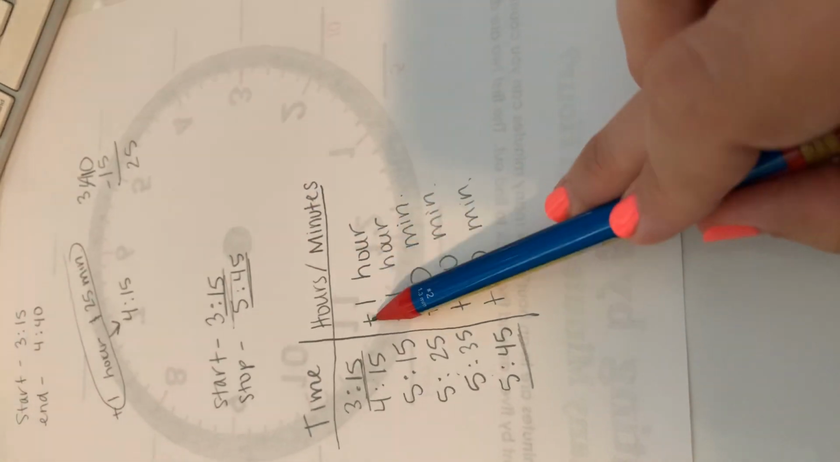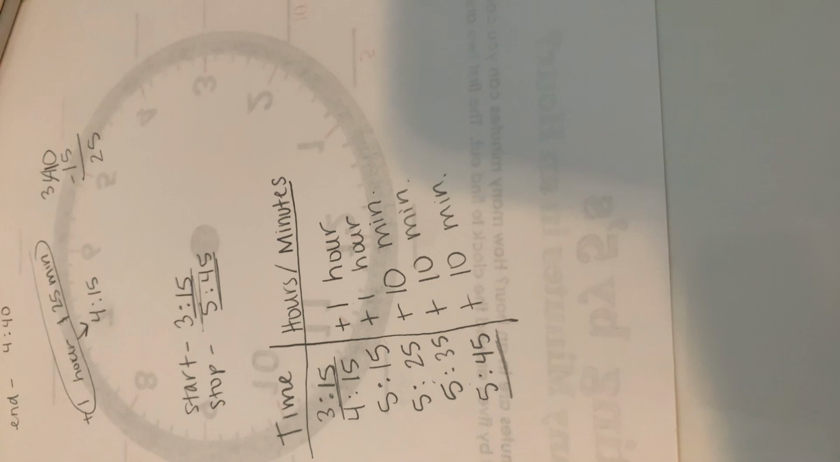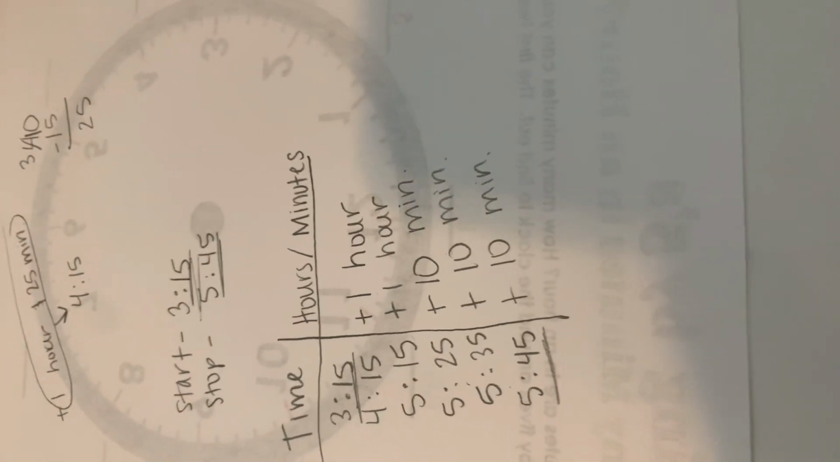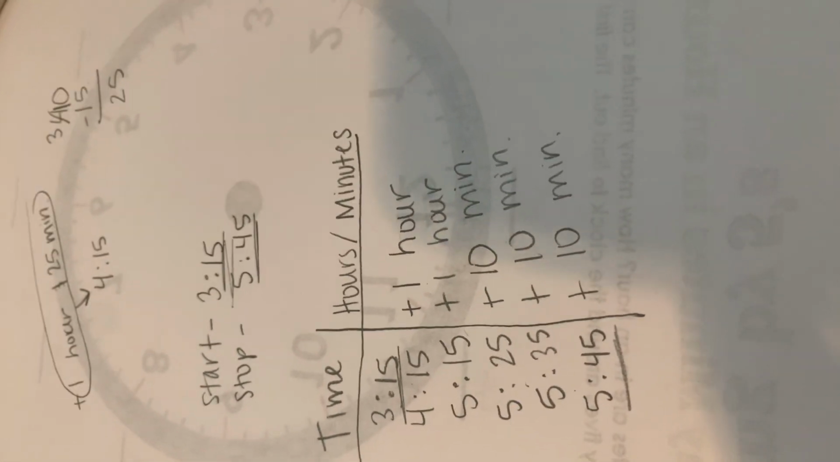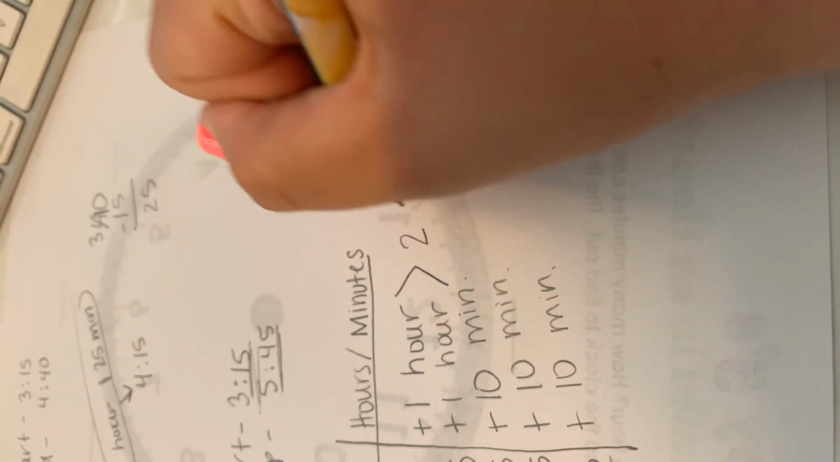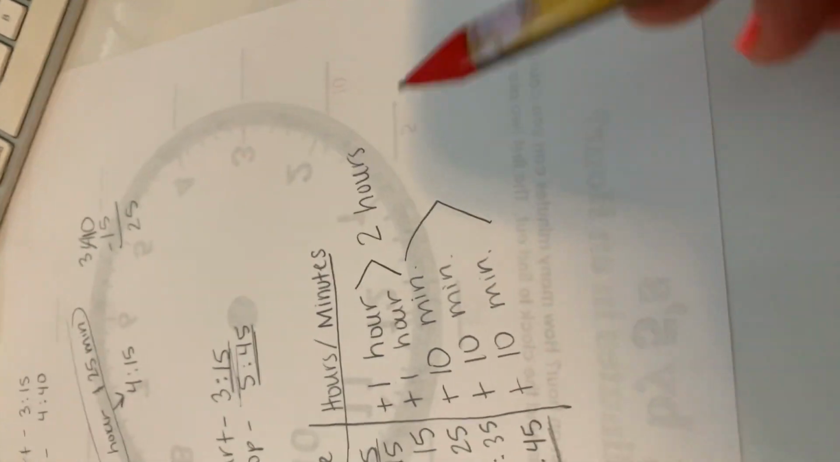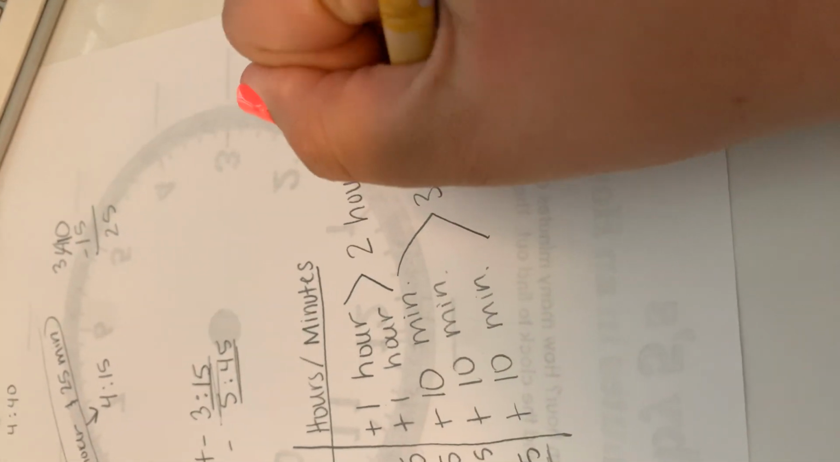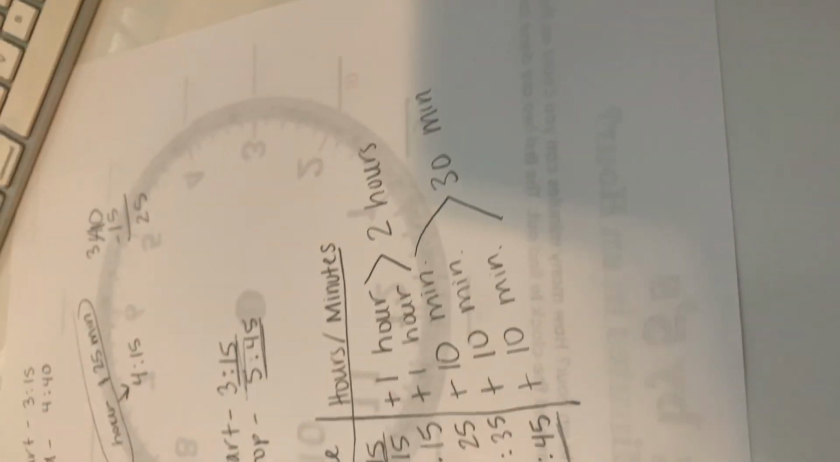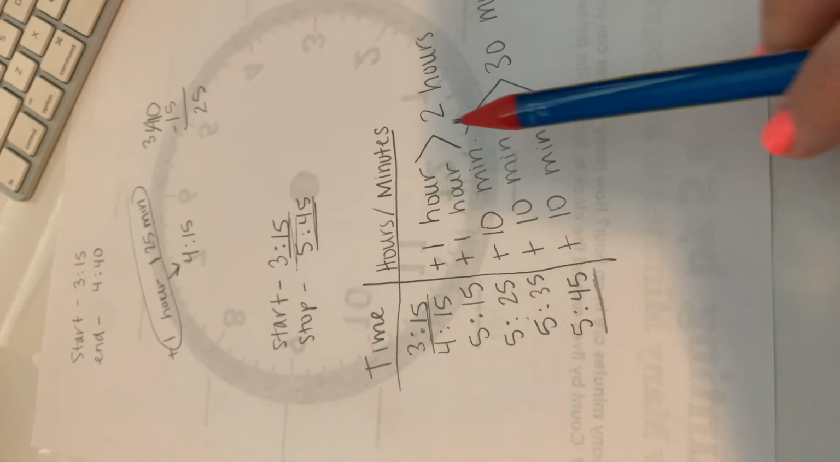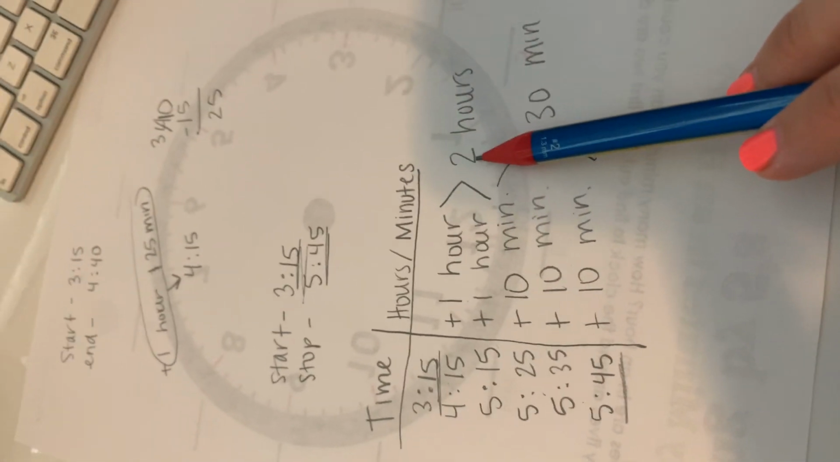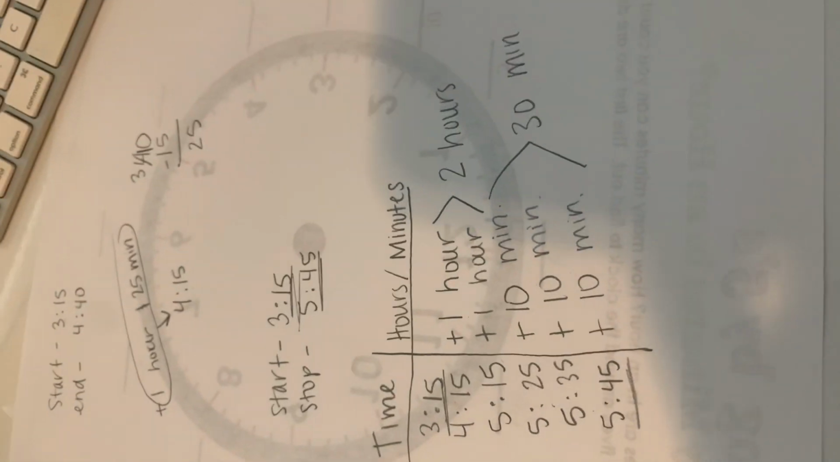So now all we have to do is look over here to get our total. Now, can I just add all this up? No, I have to add the hours. Then I'm going to have to add the minutes. So I have 1 hour and 1 hour. That makes 2 hours. And then I have over here, I'm going to add all my minutes up, and I have 10 plus 10 plus 10 would make 30 minutes. So the total time I got to play at the park was 2 hours and 30 minutes.